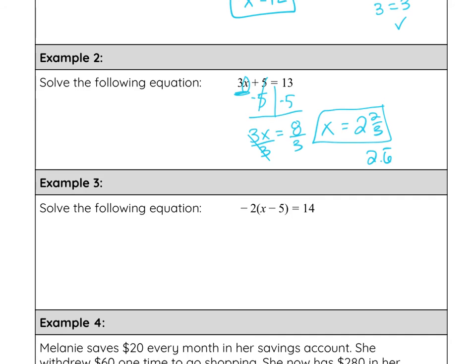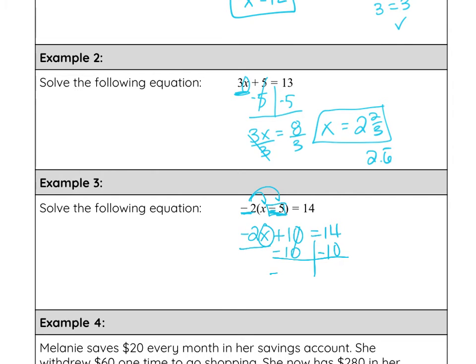Example 3, two-step equation, but you have to distribute first. So distribute the negative 2 to x, and the negative 2 to the negative 5. Becomes a positive 10. Be careful of that. If that sign in front of the second term is negative and this is negative, that becomes a positive. Equals 14. Circle a variable, draw the line down, subtract 10.